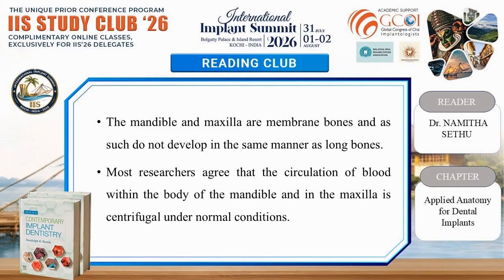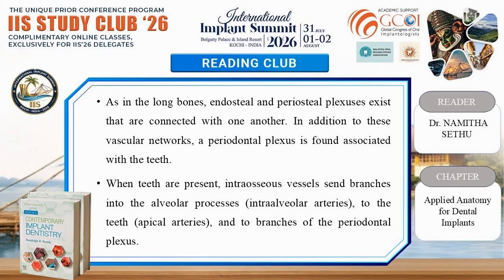The mandible and maxilla are membrane bones and as such do not develop in same manner as long bones. Most researchers agree that the circulation of blood within the body of mandible and in the maxilla is centrifugal under normal conditions. As in the long bones, endosteal and periosteal plexus exist that are connected with one another. In addition to these vascular networks, a periodontal plexus is found associated with the teeth.